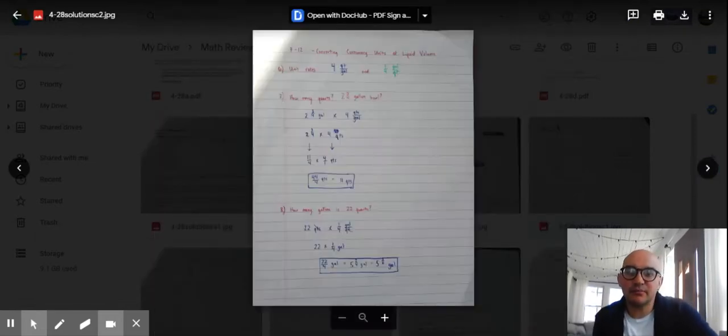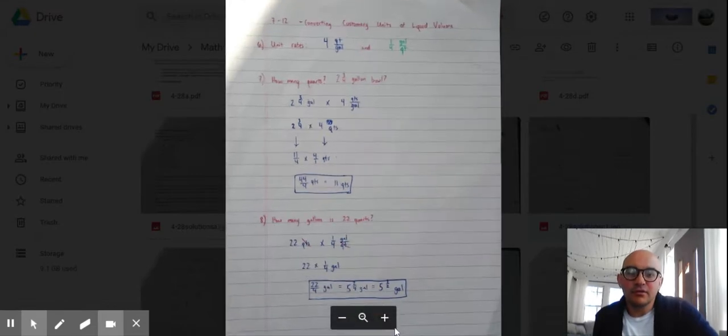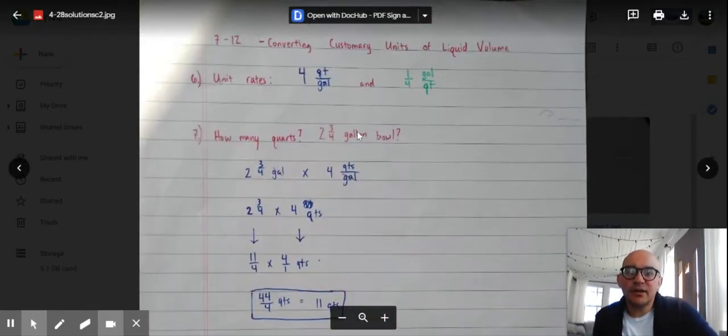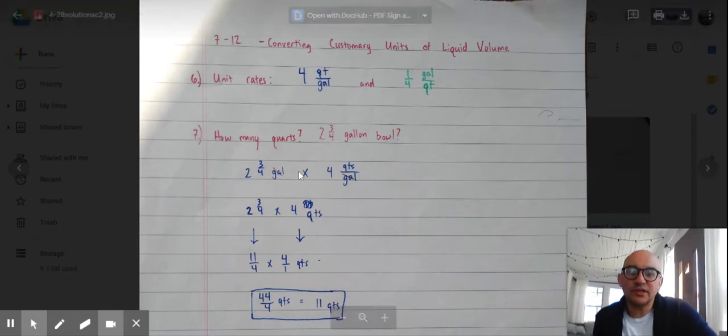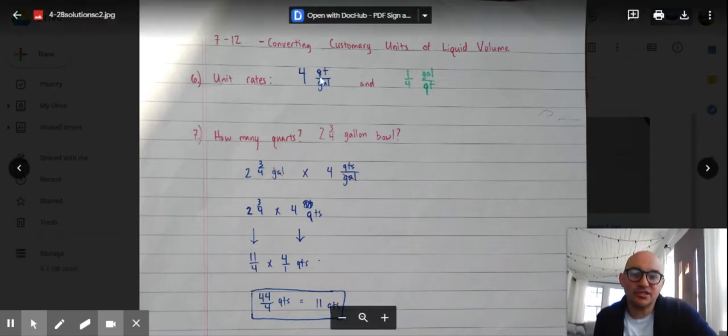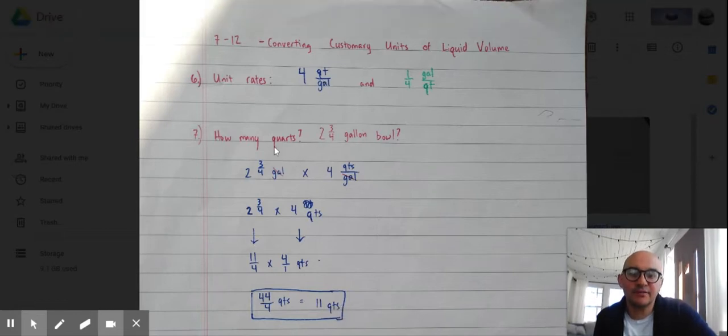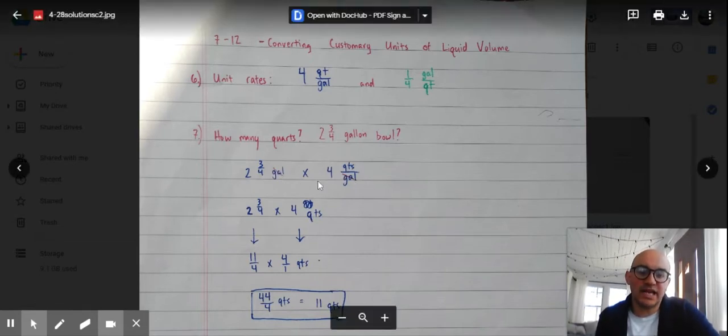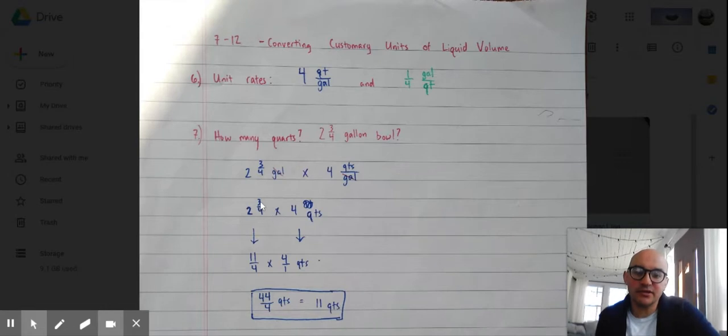Let's take a look at number 7 here. So how many quarts? Well, the first thing I need to do is select one of the unit rates. My goal is to have quarts on top, so I chose this unit rate, 4 quarts per gallon. And so I start out by multiplying 2 3/4 of a gallon by this unit rate. And as I do that, the first thing I do is cross out my units. Gallons and gallons cancel one another out. And so now I'm at 2 3/4 times 4 quarts.